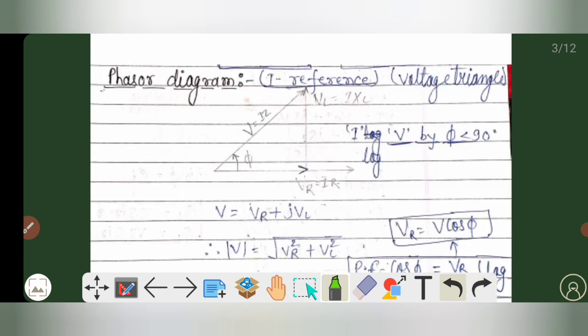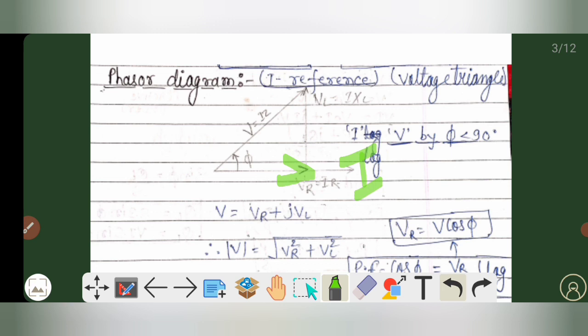Now we will draw the phasor diagram for the series RL circuit. In a series circuit, the value of I is common, so for drawing the phasor diagram we take I as the reference, and accordingly we draw the diagram. This is I, and in the case of a resistor, the voltage is in phase with I. So we denote the current I and the voltage across the resistor in the same phase.